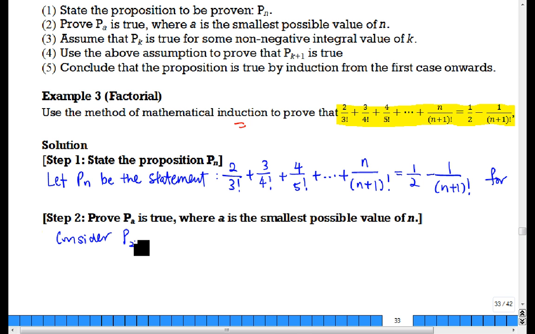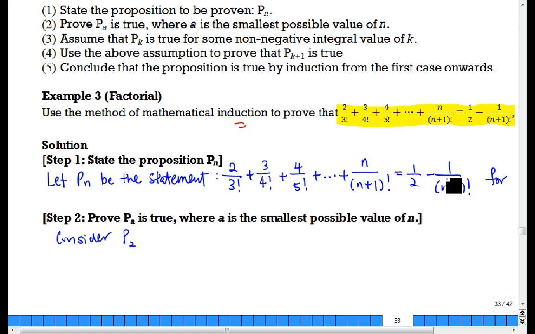Consider P2. And here is the presentation bit. Let's be very careful. Okay. We cannot be slingshot here, because the statement is this. We are trying to prove that if I substitute n equals 2 on the left hand side and n equals 2 on the right hand side, they are equal.